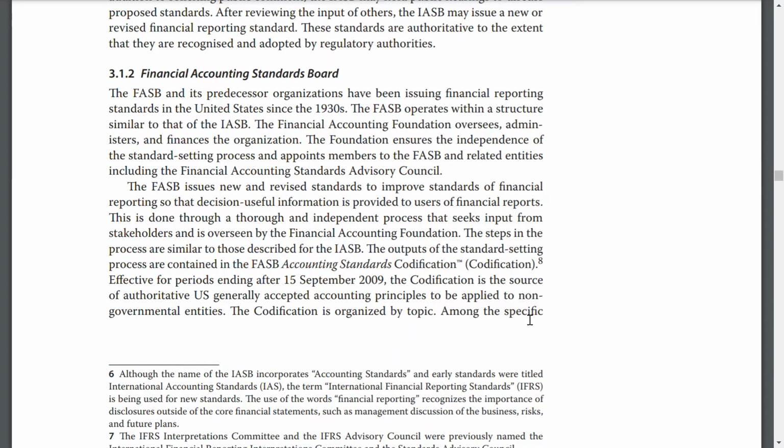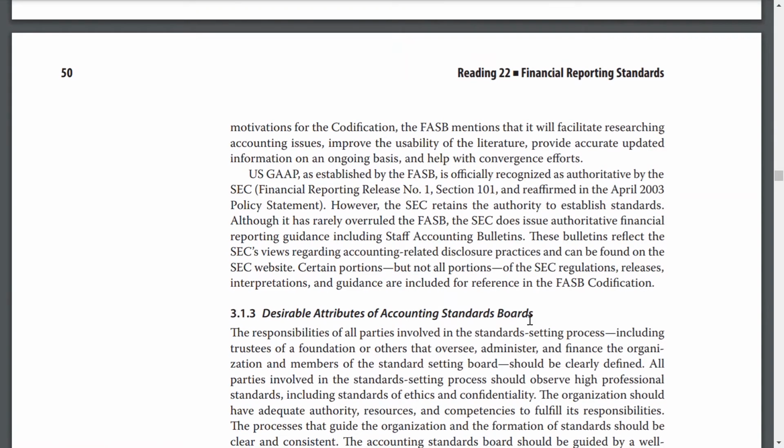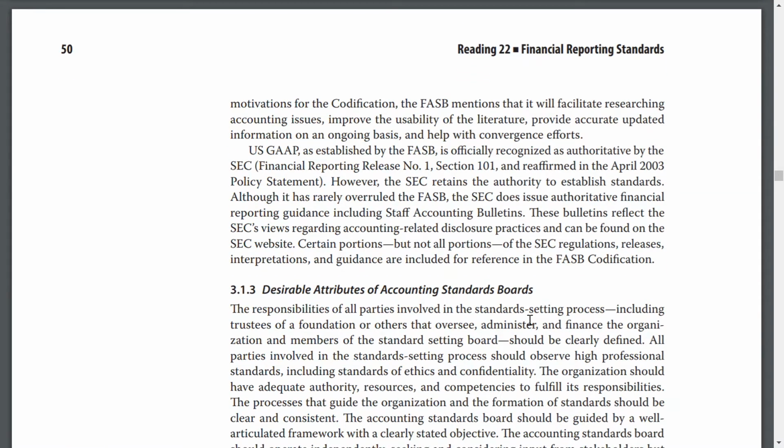The codification is organized by topic. Among the specific motivations for the codification, the FASB mentions that it will facilitate researching accounting issues, improve the usability of the literature, provide accurate, updated information on an ongoing basis, and help with convergence efforts. U.S. GAAP and the establishment of the FASB are officially recognized as authoritative by the SEC. However, the SEC retains authority to establish standards, although it has rarely overruled the FASB.